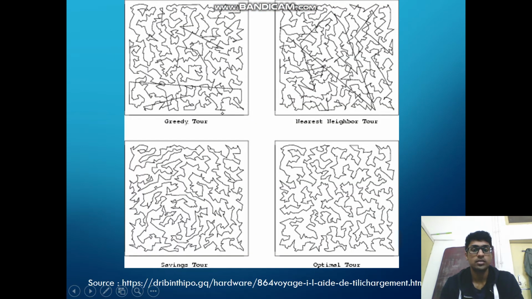And this is the graph generated by our algorithms in a typical case where this is the optimal tour. This is our greedy tour. We can see these long edges. This is our nearest neighbor tour, and we can see how bad it is. There are so many long edges which are just wasting the distance. This is our savings tour, which is pretty close to the optimal tour.